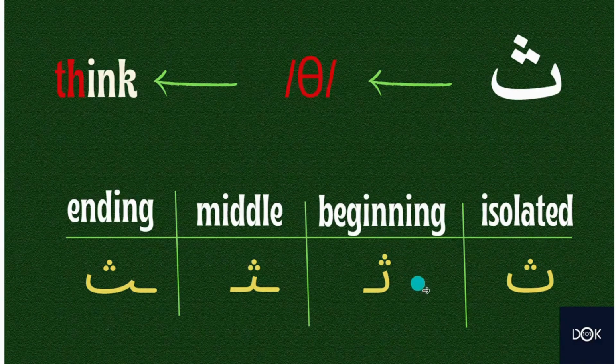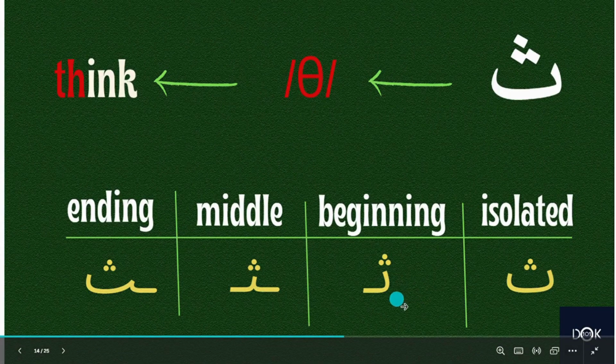And in the beginning, tha will be half loop with 3 dots. In the middle, it will be connected to the letter before it as well as the letter after it. And at the end, tha could also appear in an isolated form or connected to the letter prior to it. Let's have a look at the examples.